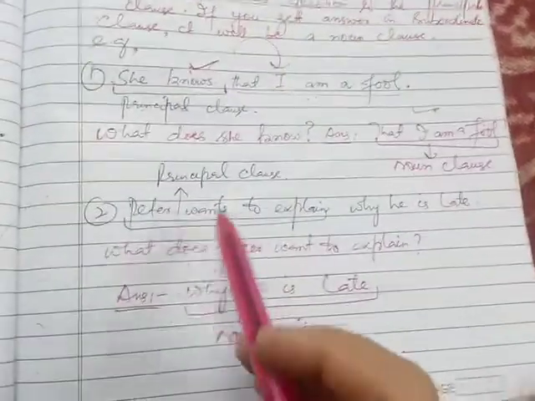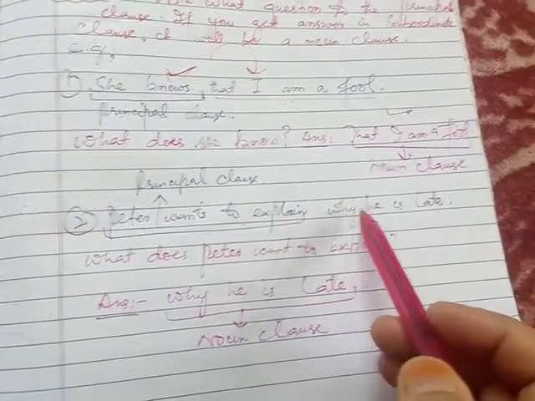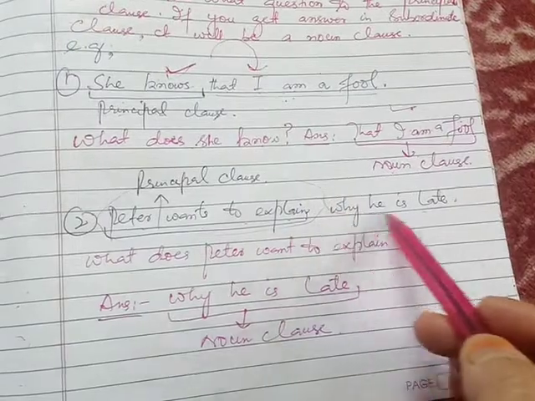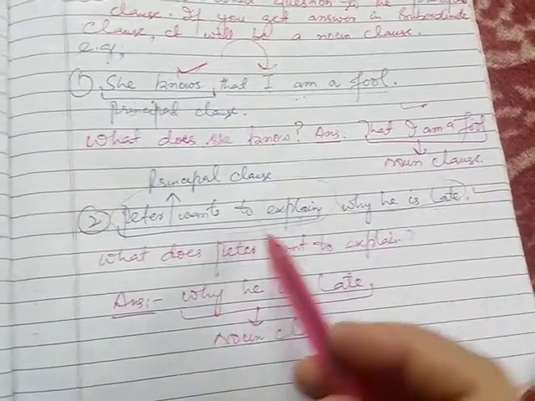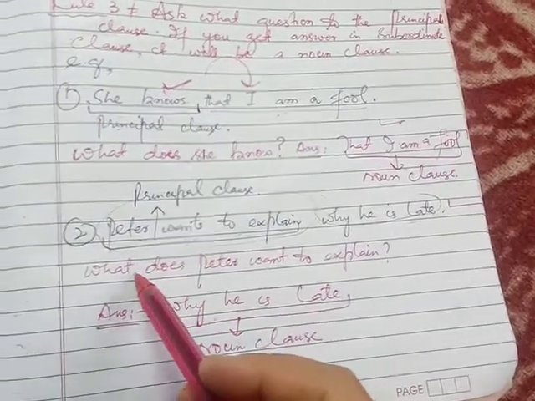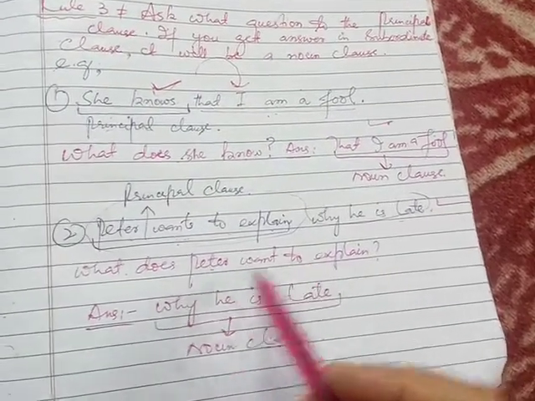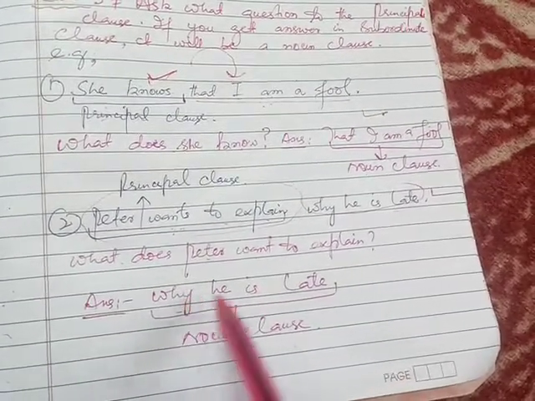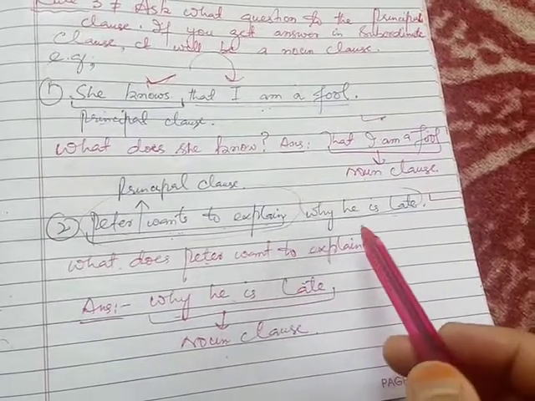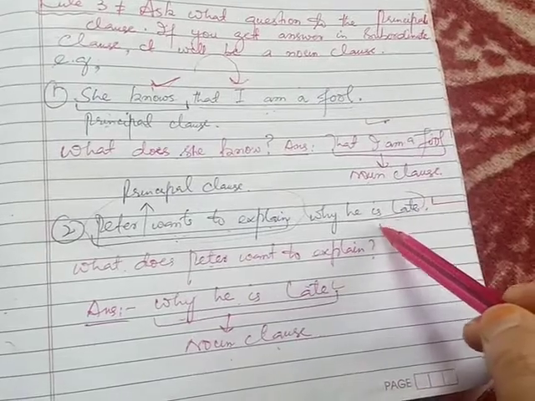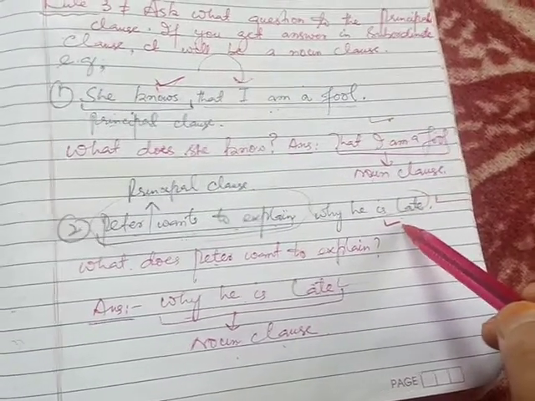That's why it will act as a noun clause, because we got the answer to the "what" question in the subordinate clause. Another example: Peter wants to explain why he is late. Dear students, "Peter wants to explain" is the principal clause. "Why he is late" is a subordinate or dependent clause. Here we can frame a "what" question from the principal clause, for example, what does Peter want to explain? And if we get the answer in the subordinate clause, "why he is late," then we have the answer in the noun clause. That's why this dependent clause will act as a noun clause. Okay, dear students, this was all about noun clauses.